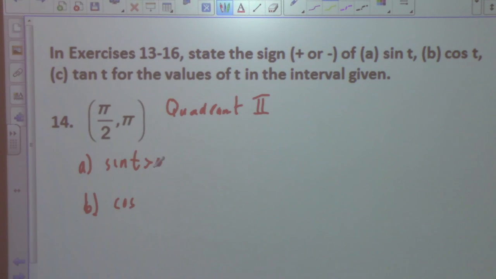Is this the only one of those three that's positive? Yeah. What is cosine t going to be? Less than 0. And what is tangent t going to be? Less than 0. Now I want to explain that. So that's not that hard, is it? No, it's really easy. Well, it's pretty easy once you get a first kind of shock to it.